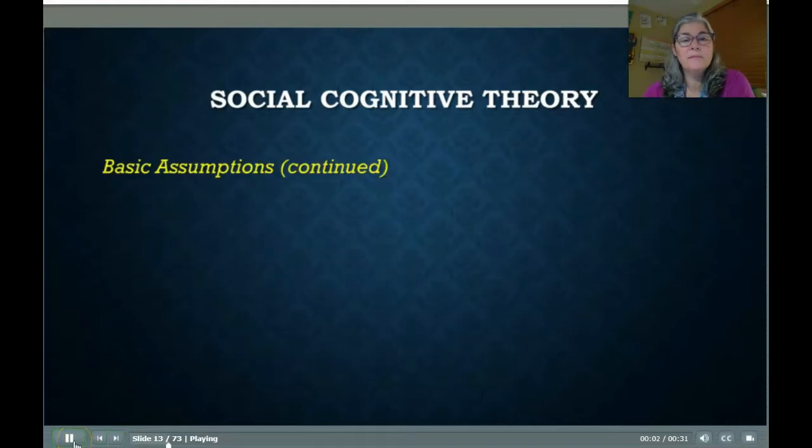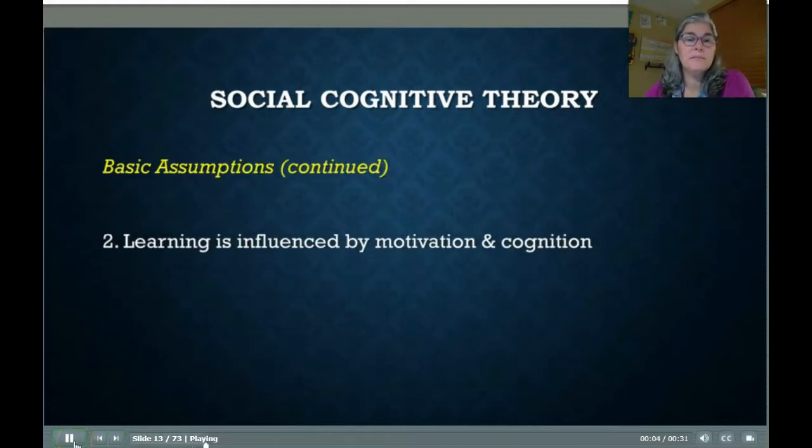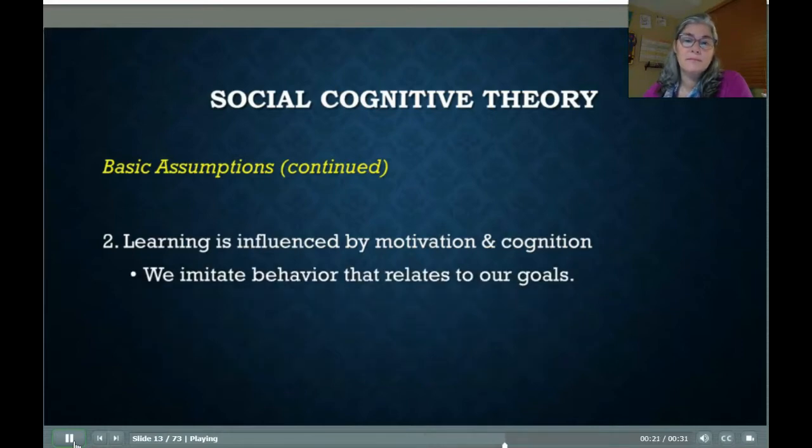Let's continue with our assumptions. The second one is that learning is influenced by motivation and cognition. So, what does this mean? This means that we don't imitate everything we see. We have to actually want to do it. We have to be motivated to do it, and we actually think about it. So, we imitate behavior that relates to our goals. It has to be something that fits us and something that we want to do.